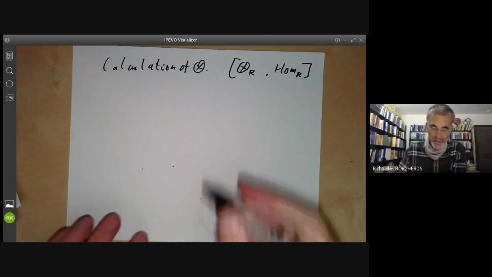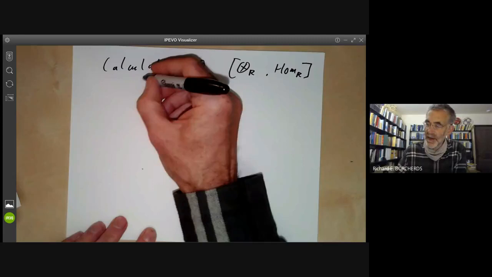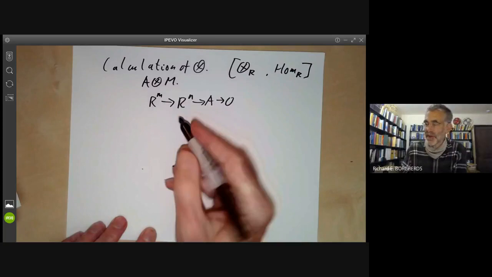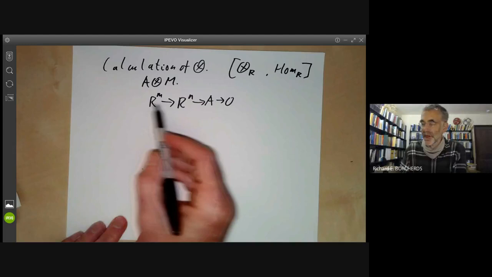So how do we calculate tensor products? So suppose I want to calculate A tensor M. Well, what I can do is take a map from a free module onto A, and take a map from some other free module onto this. And in general, there's no reason why a submodule of a free module should be free, so this might not be injective.